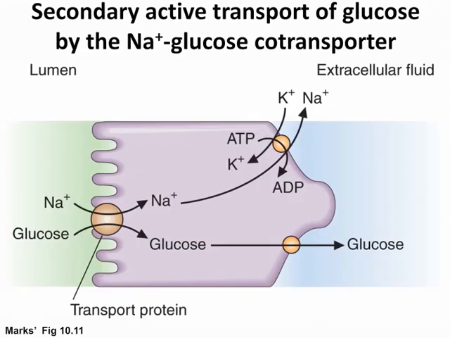So again, this picture is showing the same thing. There's your sodium glucose transporter, where sodium and glucose both enter the cell. And then you notice that the sodium is going to go through that sodium potassium pump. So 3 Na out and 2 potassium in. And then glucose just enters that extracellular fluid.